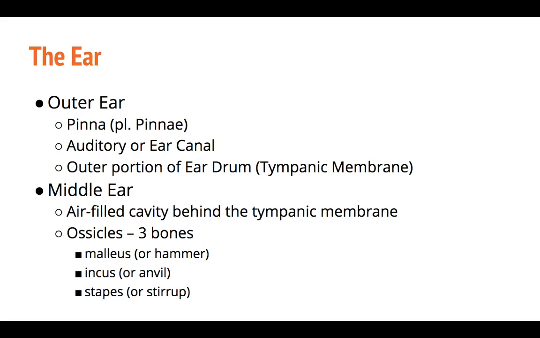And the parts that we are mainly concerned about in the middle ear are the three small bones called the ossicles. In terms of trivia, these are the three smallest bones in the human body, and they are called the malleus, the incus, and the stapes, sometimes called the hammer, anvil, and stirrup, which are descriptive names for what they look like.